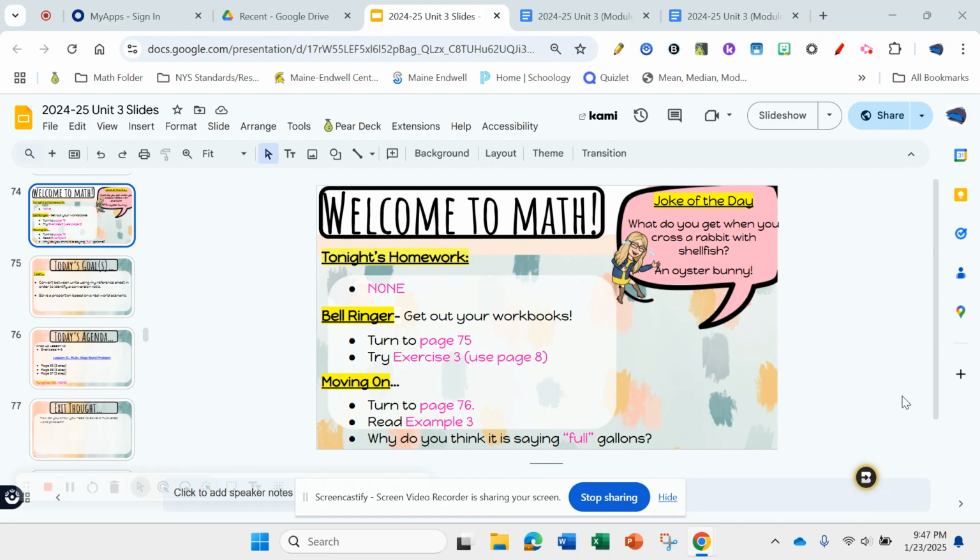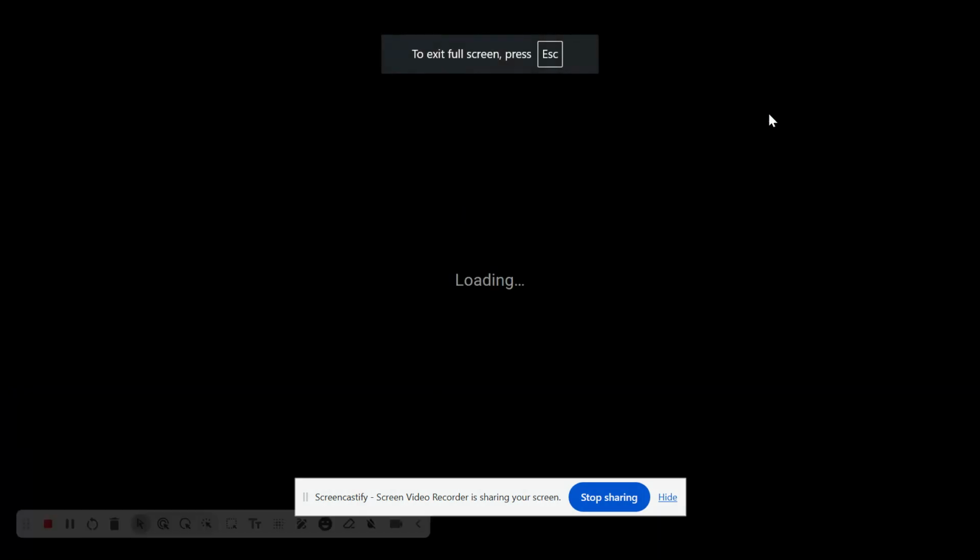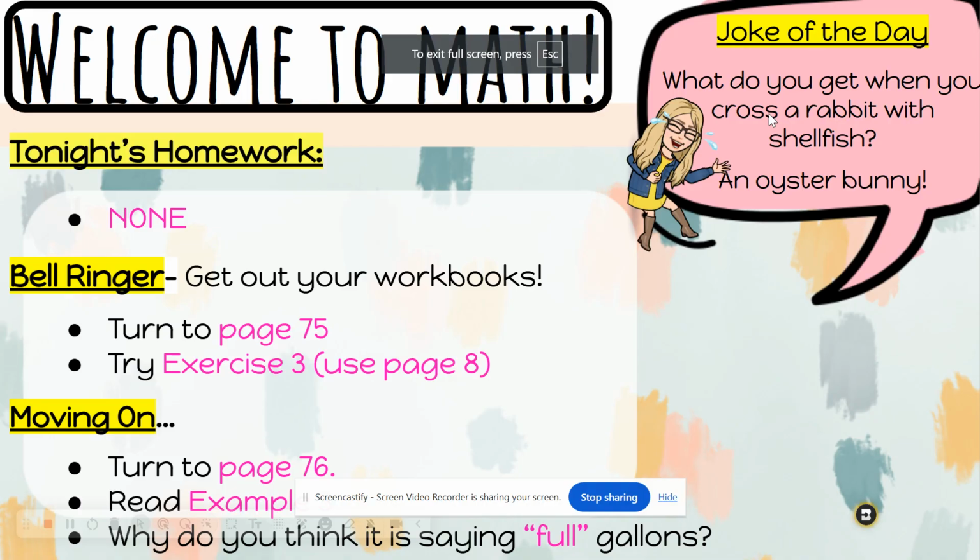So, take a look at your joke of the day. What do you get when you cross a rabbit with shellfish? Shellfish is like seafood. An oyster bunny.